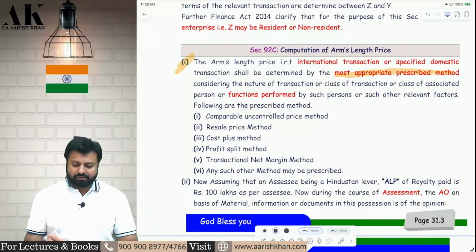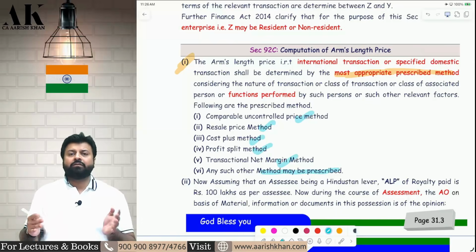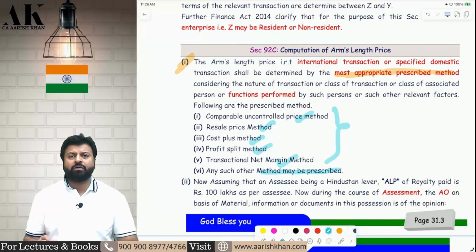So which are the 6 methods? Comparable uncontrolled price method is the first method. Then resale price method, cost plus method, then profit split method, transactional net margin method, and the last one is any other method which CBDT may prescribe. The last one is not very important. The CBDT will prescribe on a case to case basis, if you are not able to classify your case in the first 5 methods.